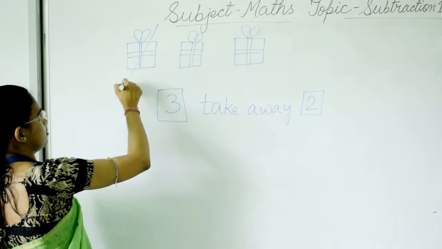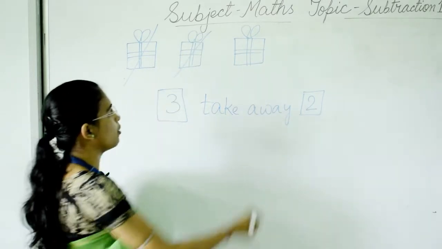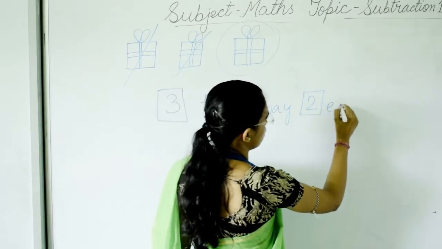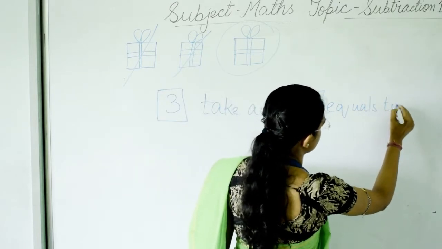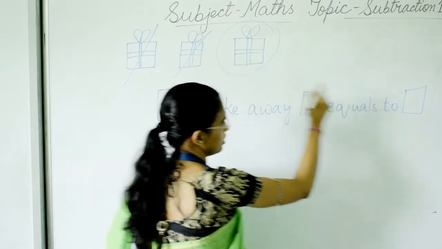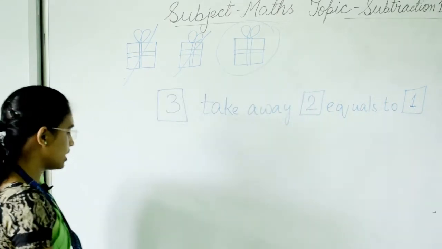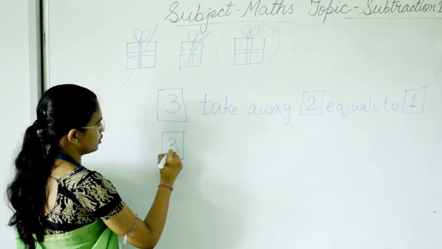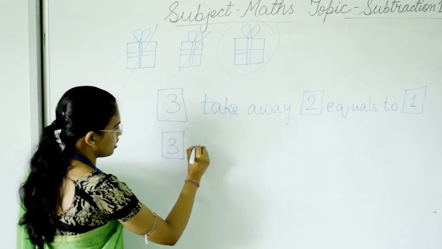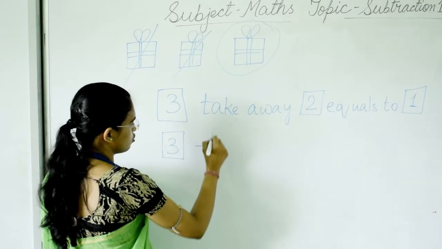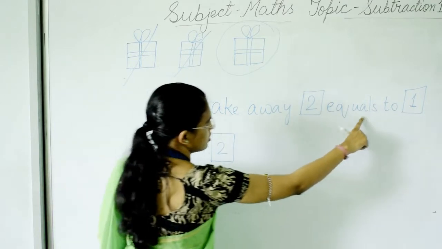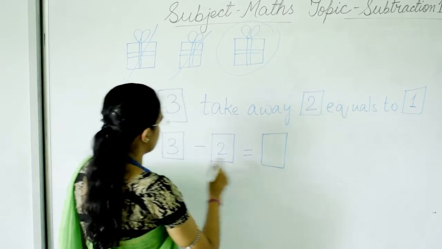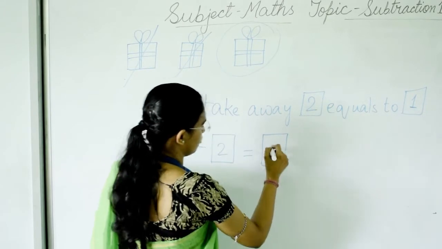So for this, what do I have to do? We have to cut 1, 2. We have to cut 2 gifts. So how many gifts are left with me? 1. So 3 take away 2 equals how many? Yes, 1. We can write this in another way. How can we write it? 3, instead of take away, we can use the minus sign, okay? Then 2, then the equals sign. Then 3 minus 2 equals 1.